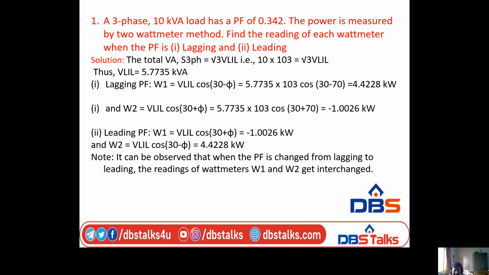Total volt ampere, that is 10 kVA. That is power is equal to root 3 VL IL. So 10 kVA into 10 power 3 is equal to root 3 VL IL. So VL IL is equal to 5.7735 into 10 power 3. So for lagging power factor, W1 is equal to VL IL cos of 30 minus phi, 5.7735 into 10 power 3.